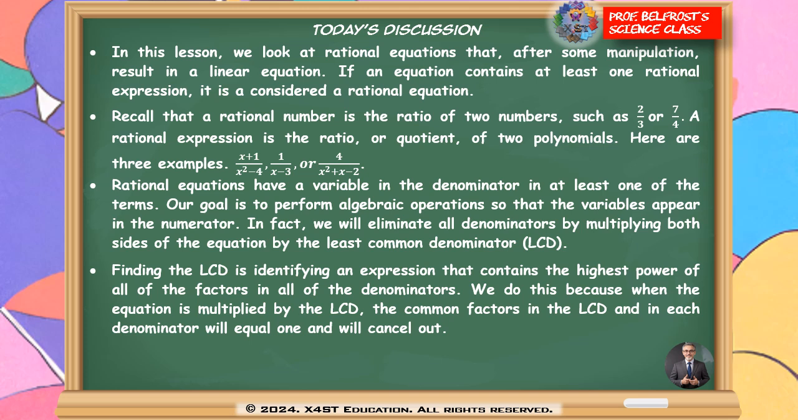Rational equations have a variable in the denominator in at least one of the terms. Our goal is to perform algebraic operations so that the variable appears in the numerator. In fact, we will eliminate all denominators by multiplying both sides of the equation by the LCD. How to find the LCD? The LCD can be found by identifying an expression that contains the highest power of all the factors in all the denominators. You do this because when the equation is multiplied by the LCD, the common factors in the LCD and each denominator will equal 1 and cancel out.